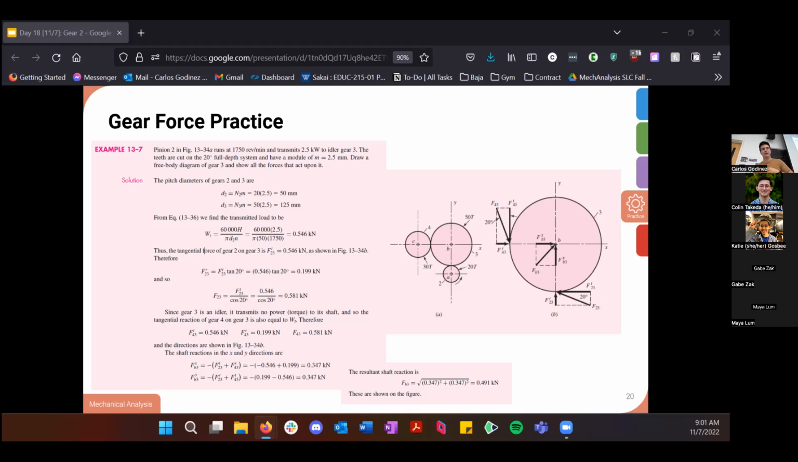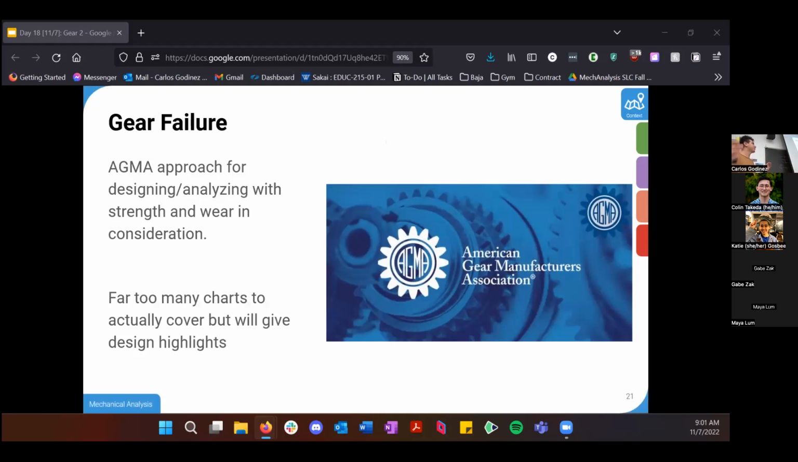Okay, let's start talking about gear failure. There are many analysis angles you can take. Shigley's mostly goes over AGMA, the American Gear Manufacturers Association.